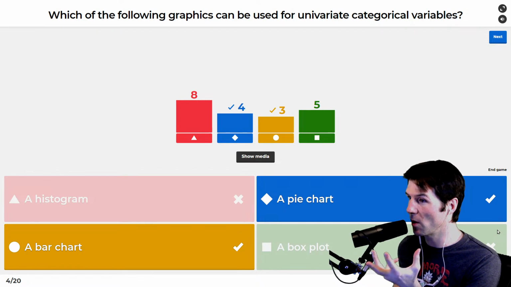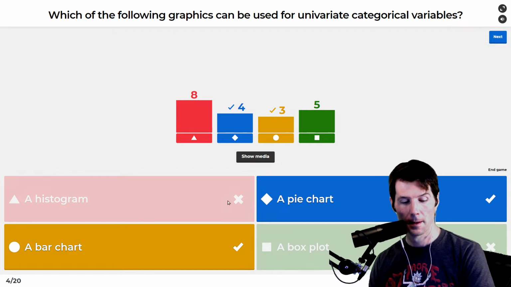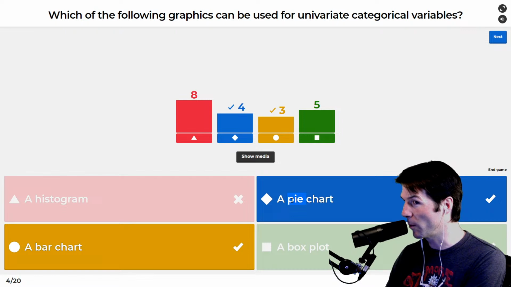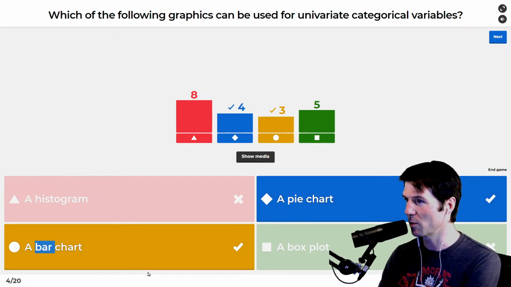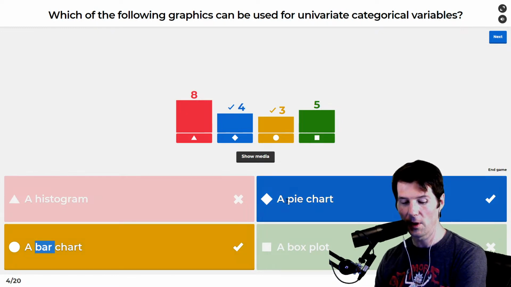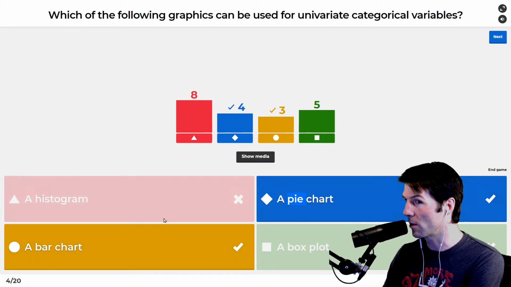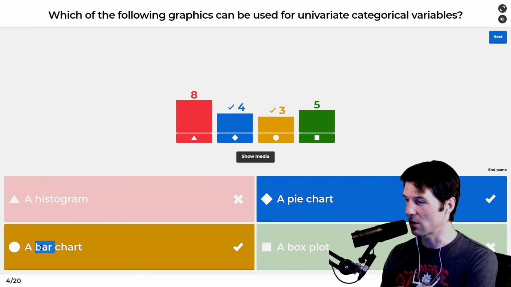When I say, what's your favorite bar? What's your favorite pie? You can make a pie chart of your favorite bars, and you can make a bar chart of your favorite pies. Totally stealing this from How I Met Your Mother. Thank you, Marshall Eriksen. But you can make a pie chart of your favorite bars, and you can make a bar chart of your favorite pies. Does that make sense to everybody?